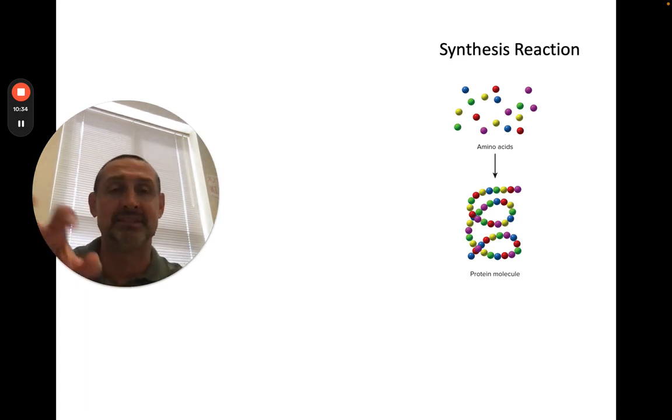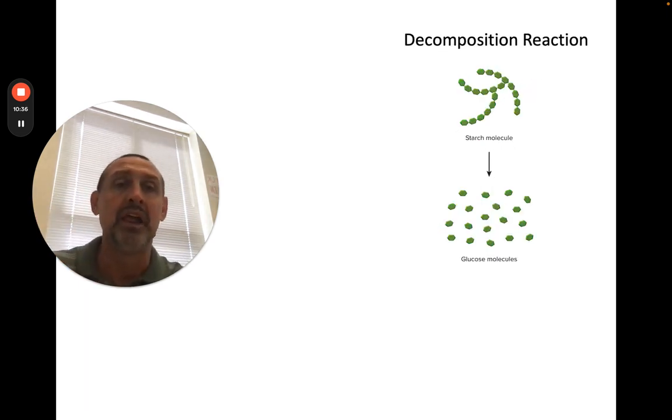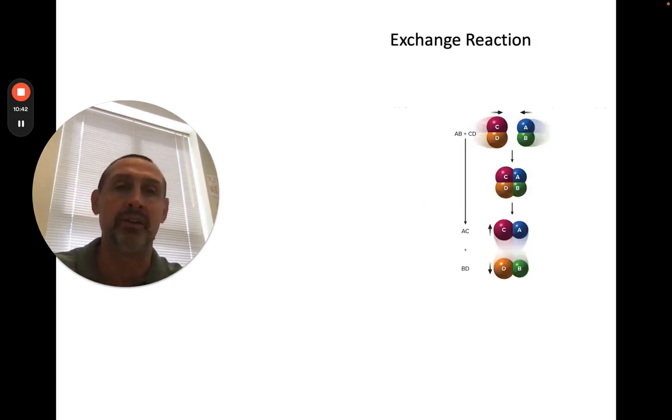So here's an example of a synthesis reaction. We take amino acids to make a protein. We're building something bigger. Decomposition reaction, we eat something like starch and we decompose it into glucose molecules. An exchange reaction, here's a great example of an exchange reaction where I'm just switching some of those reactants around.